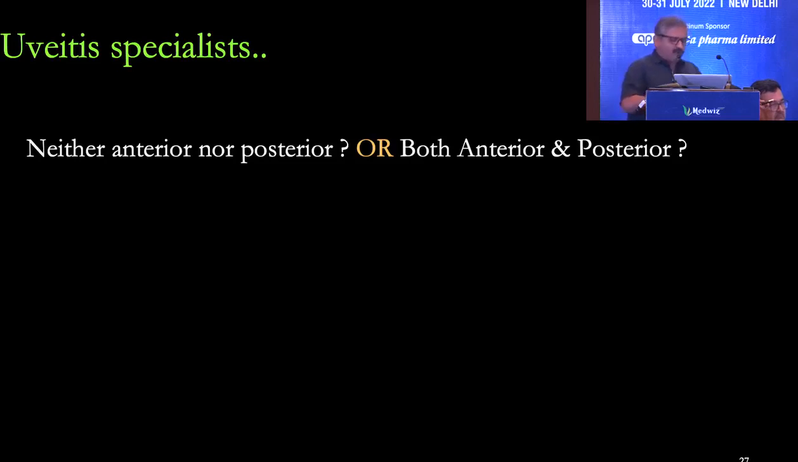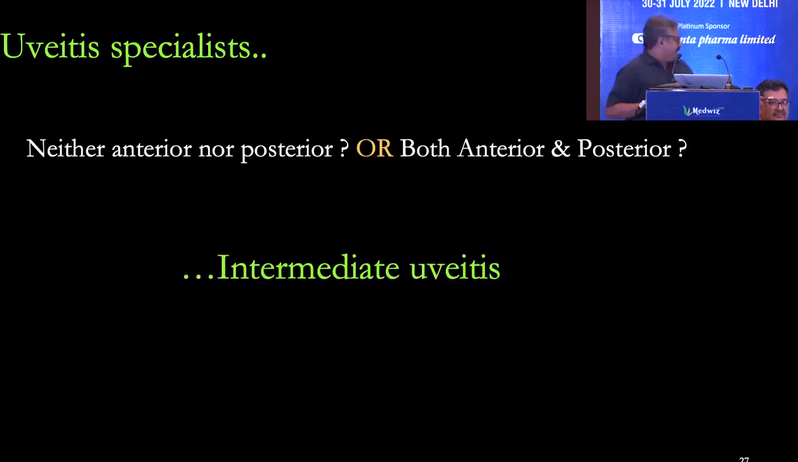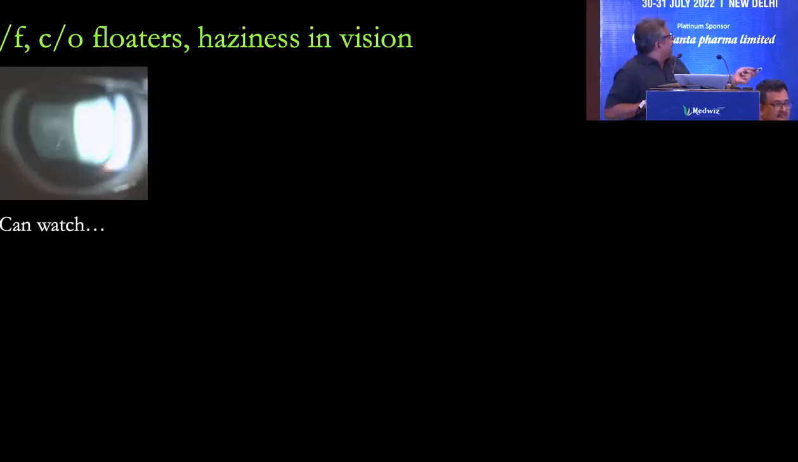A small note on intermediate uveitis. So intermediate uveitis is like us. People keep telling that uveitis specialists are neither anterior nor posterior, but I keep telling we are both anterior and posterior. So intermediate uveitis, something like us probably. For example, if you have somebody with vitreous floaters alone, you can just watch, maybe with NSAIDs.